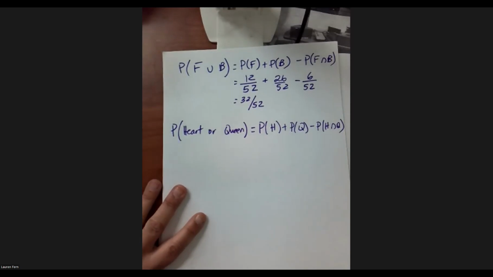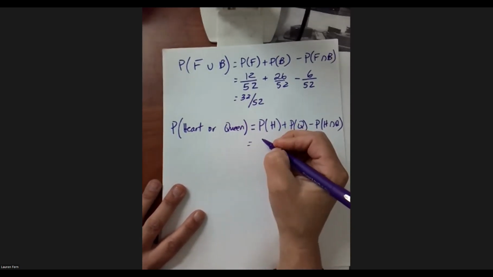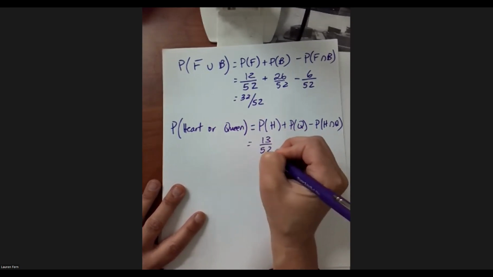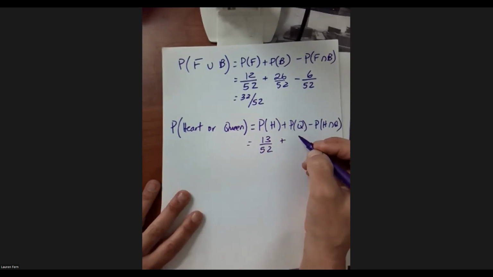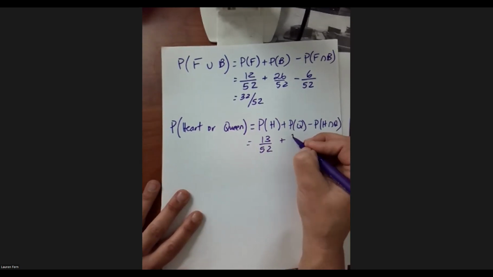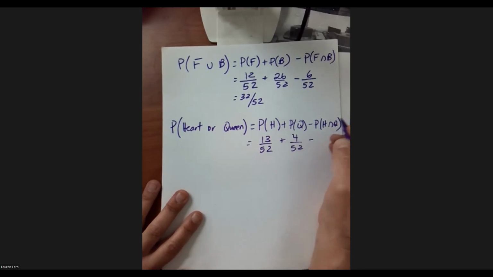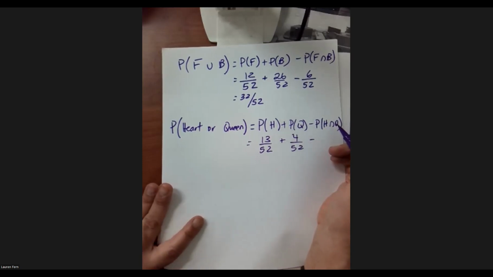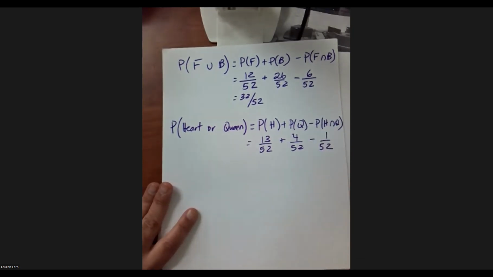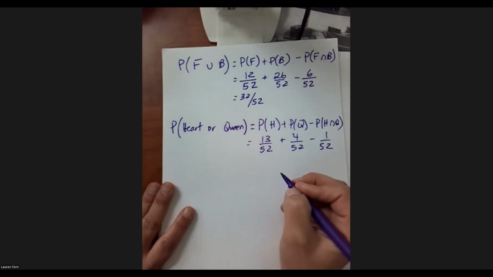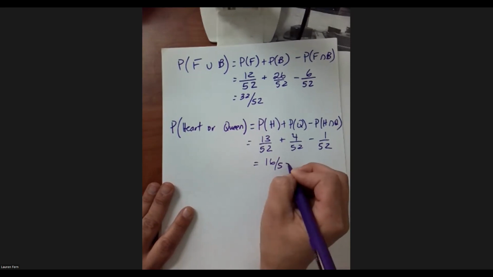How many hearts are in my deck of cards? 13. There's 13 of any suit. How many queens are in my deck of cards? 4. And how many queens of hearts are in my deck of cards? Right? H intersect Q means it's a queen of hearts. There's 1. You okay? Okay. So we get 16 out of 52.